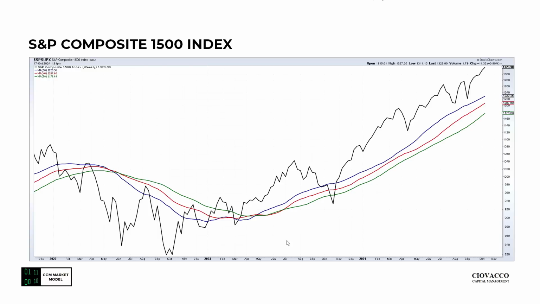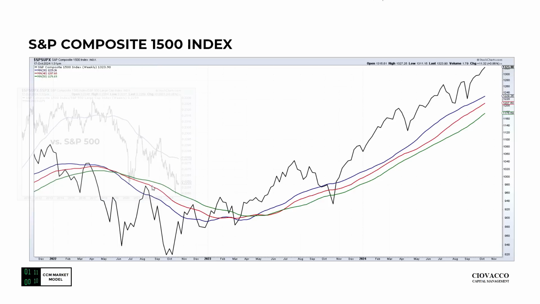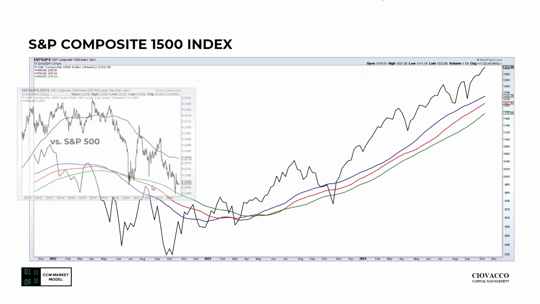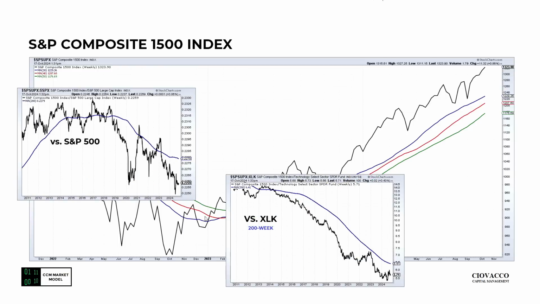Does that mean that this chart says leadership is shifting in a big way? If we look at the same 1500 index relative to the S&P 500 and put a 200-week moving average on the chart, the answer to that question is no. The 1500 is still lagging the S&P 500, and the same can be said if we look at the 1500 relative to XLK and put a 200-week moving average on the chart.